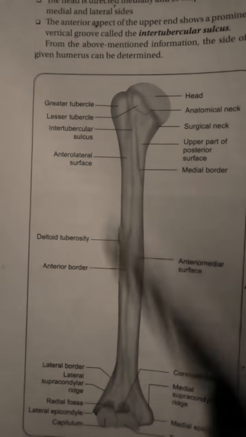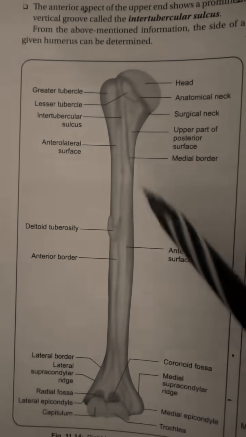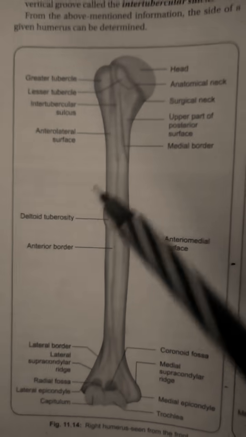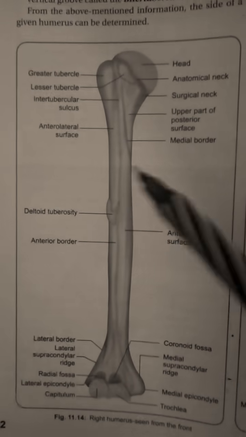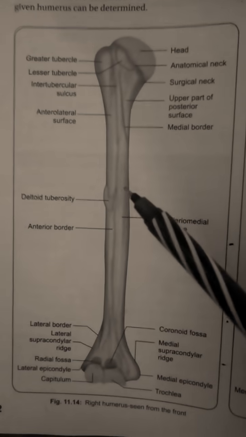We are going to study the humerus. The humerus is a long bone present in the upper arm. It is the only bone present in the upper arm. As we see in the lower arm, there are two bones, radius and ulna, but in the upper arm only the humerus is present. The humerus proximally articulates with the glenoid cavity of the scapula, and on its distal end it articulates with the radius and ulna.